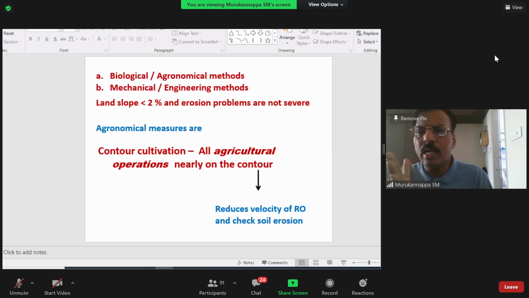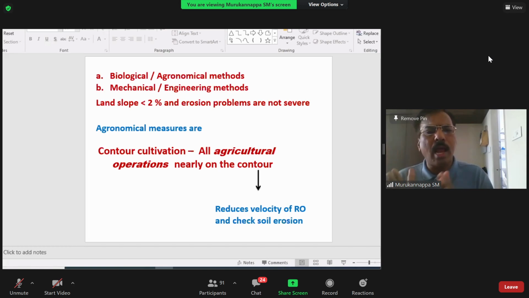Engineering structures are to be adapted for checking the flow of water. Take another example, another factor. What is that factor? Topography, that is nothing but slope. If there is more slope, what happens? More water runs away. So if you want to conserve that water, what do you have to do? You have to check it. Check it means it needs a mechanical barrier to check the flowing water. So these two kinds are very, very essential.